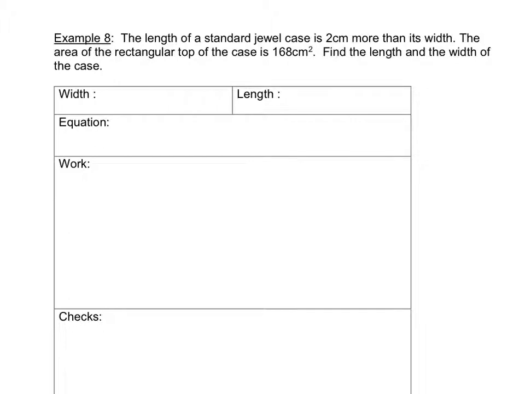Everybody's favorite here, word problems. It says the length of a standard jewel case is 2 centimeters more than the width. The area of the rectangular jewel case is 168 centimeters squared. So it says find the length and the width of the case. So some important things here. The length of the standard jewel case is 2 centimeters more than the width. So the width is just W, but the length is W plus 2.